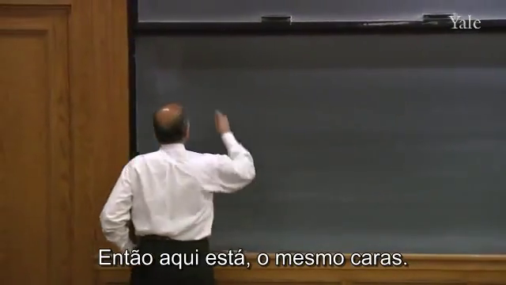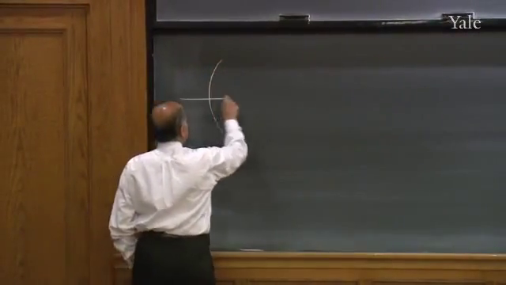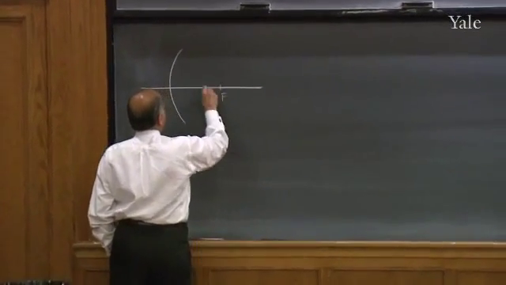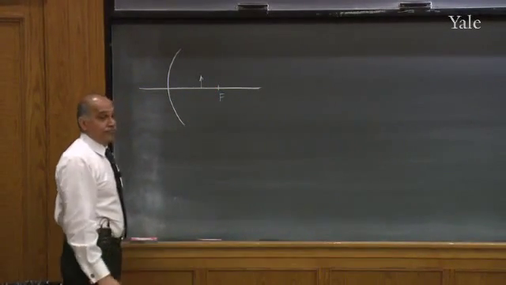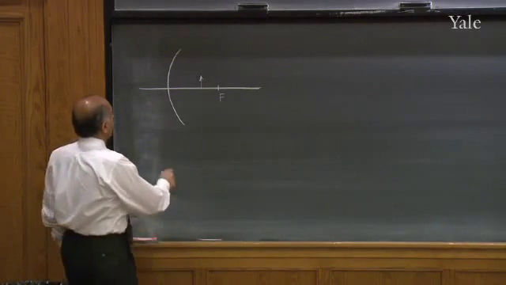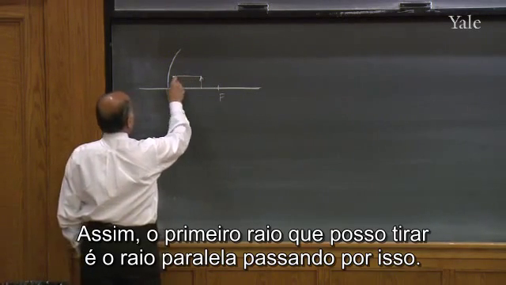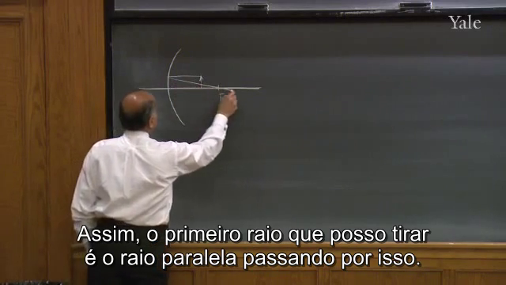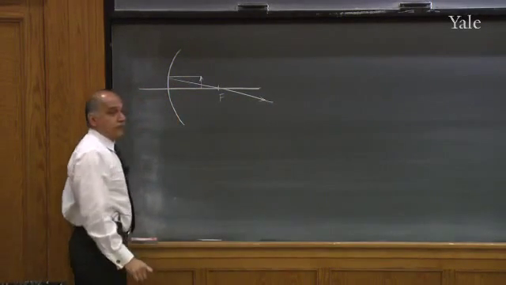So here it is. Same guy. This is f. And I want to take an object here. So the first ray I can draw is the parallel ray going through that.